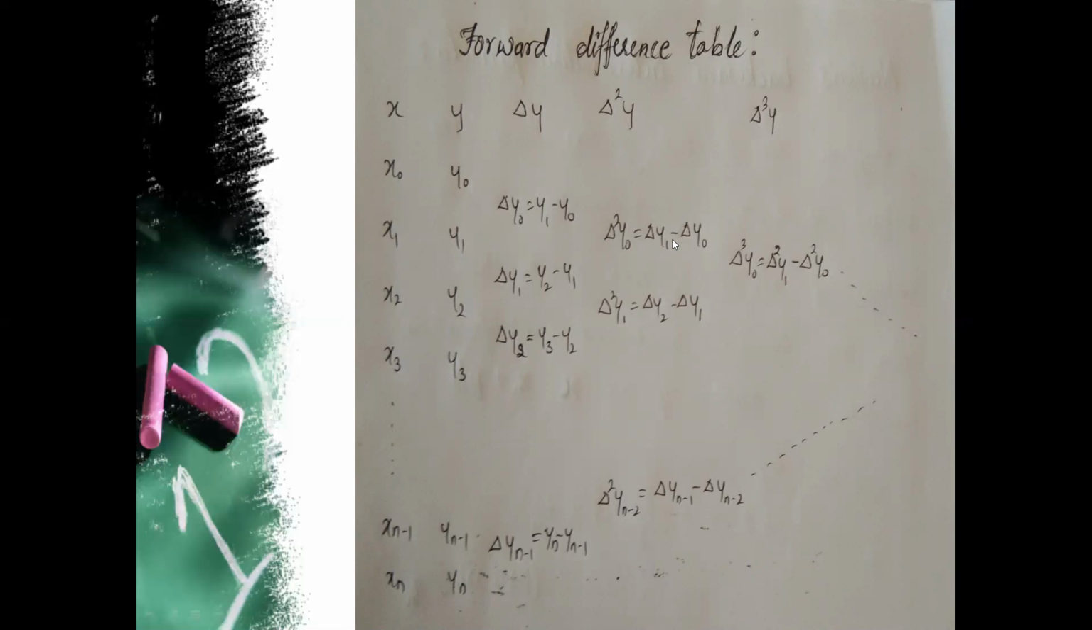We go for the second forward differences. Delta square y0 is delta y1 minus delta y0. Delta square y1 will be delta y2 minus delta y1. It again continues. Again delta cube y, that is the third forward difference, delta cube y0, is equal to delta square y1 minus delta square y0. Similarly, it continues until we get the last difference.